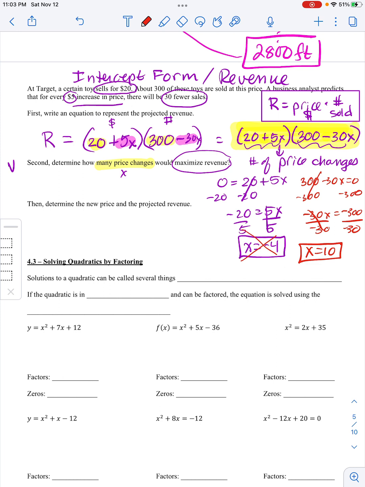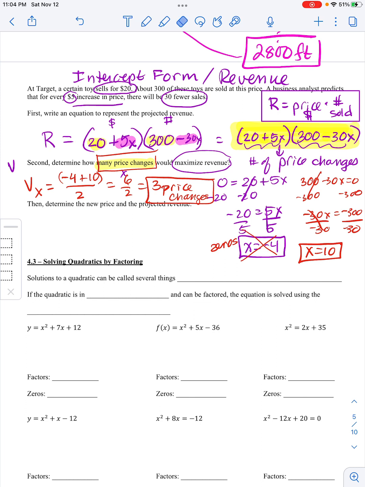Okay, so I need to find my x coordinate for my vertex, because it says how many price changes. So what I need to do, remember, these are my zeros. I'm going to take my first 0 plus 10, which is my second 0, and divide it in half. Okie doke. So that gives me 6 over 2, so 3 price changes. So if you want to do the best business and maximize your sales and money, you make 3 price changes.